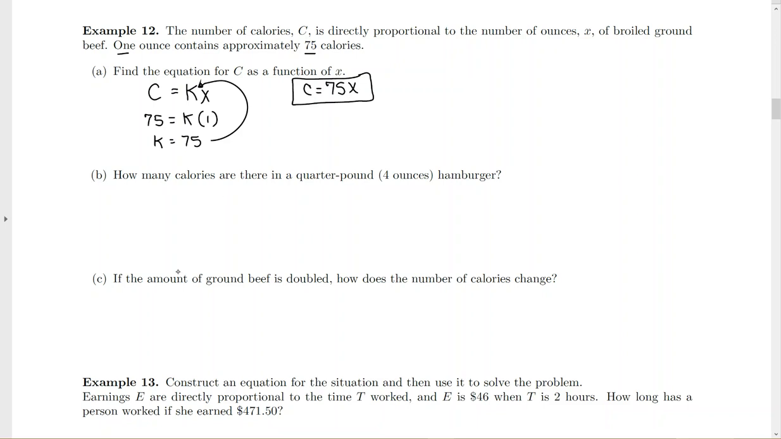Then using that, we're going to come down here to part B and C to answer the next few questions. So how many calories are there in a quarter pounder? 4 ounces of hamburger. So we go to C equals 75 times 4, and you come up with 300, and then the units on that, calories. Again, make sure you unit label, especially on your homework.